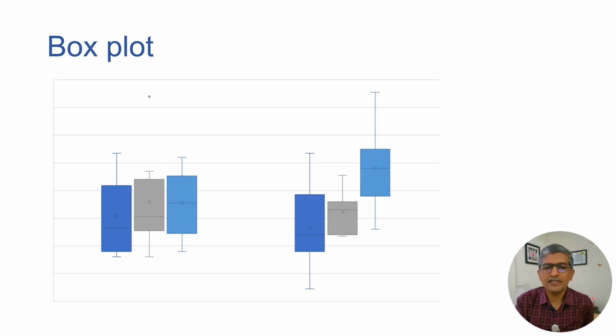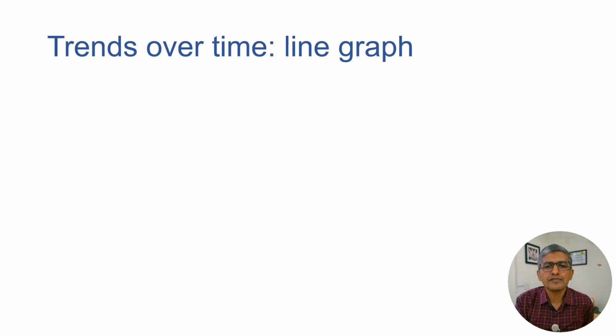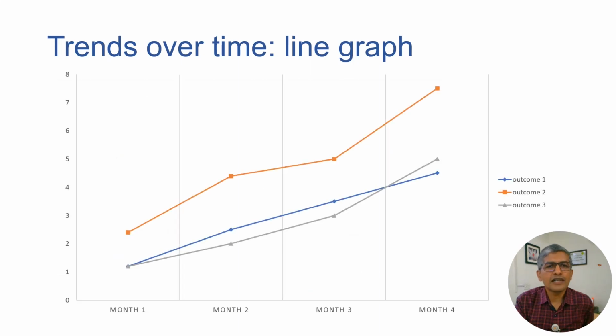So box plots convey so much more information than histograms. And as you can see here, you can even compare categories by putting box plots side by side. For trends over time, we usually use line graphs. So these are very helpful, and they can be for one category or multiple categories, and you can compare them visually using line graphs.